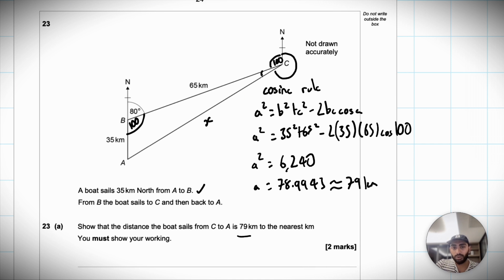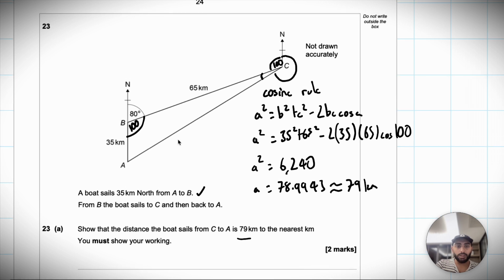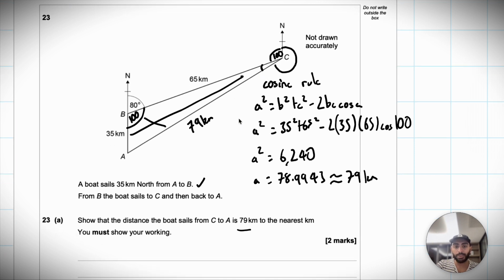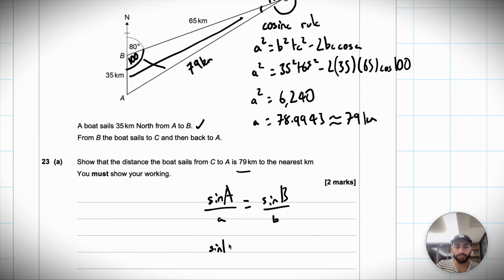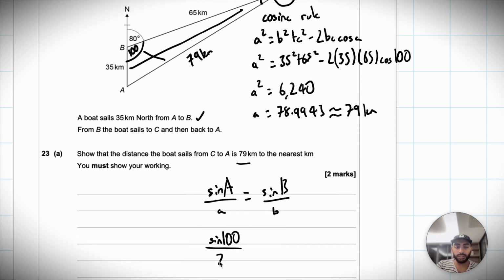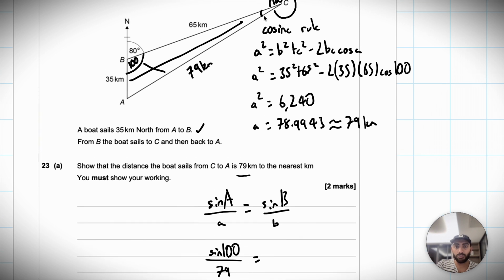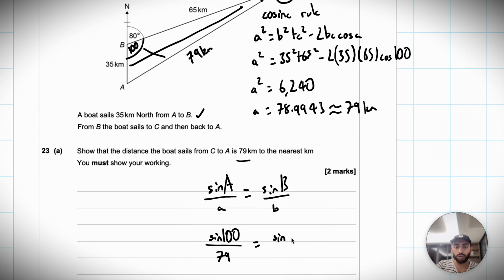I now need to work out this little angle here. In the previous part of the question, I found that this length was 79 kilometers. So now I have two pairs of opposites with one missing piece of information. That's the angle that I'm trying to find. That tells me that I'm going to be using my sine rule. Sine A over a is equal to sine B over b. So sine of 100 over 79 kilometers is equal to sine of x over 35.